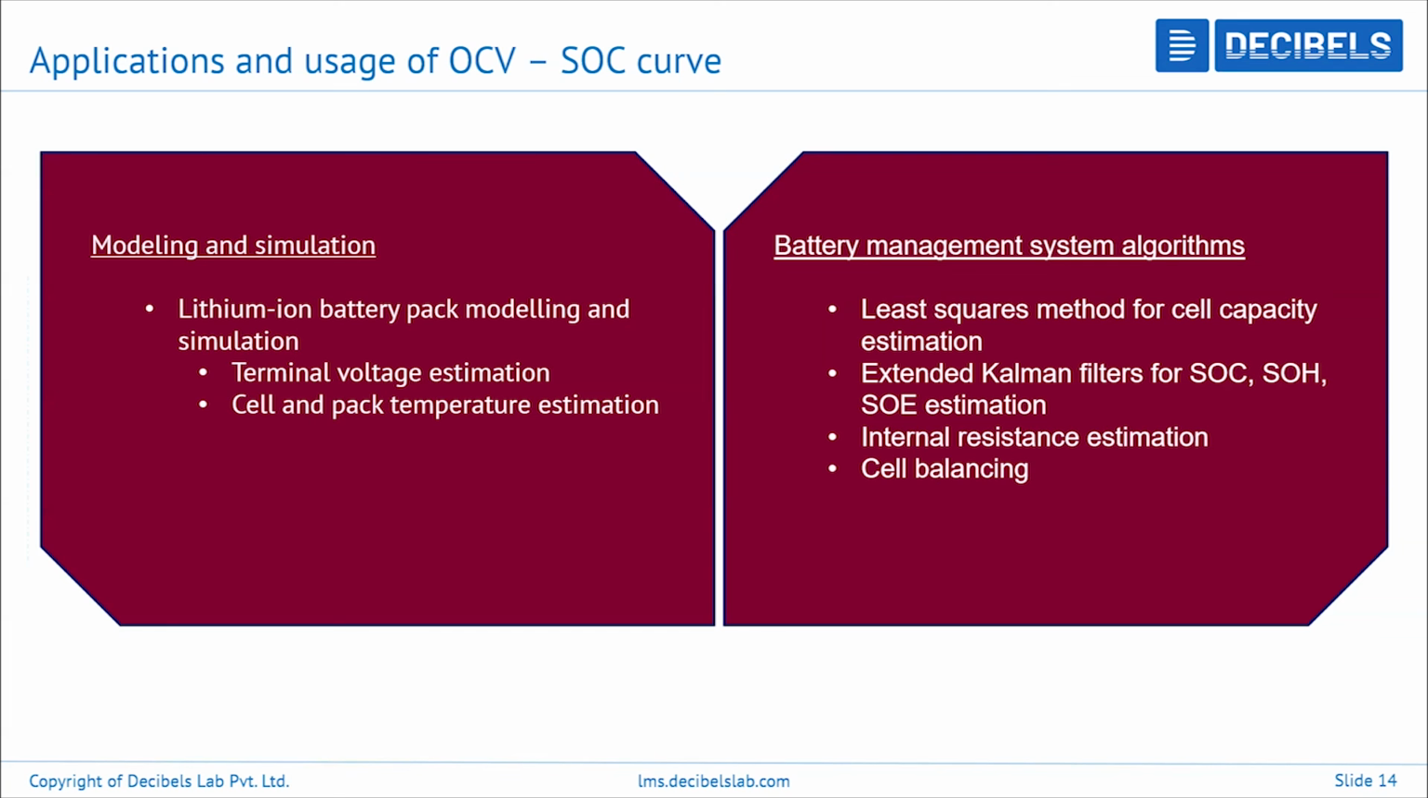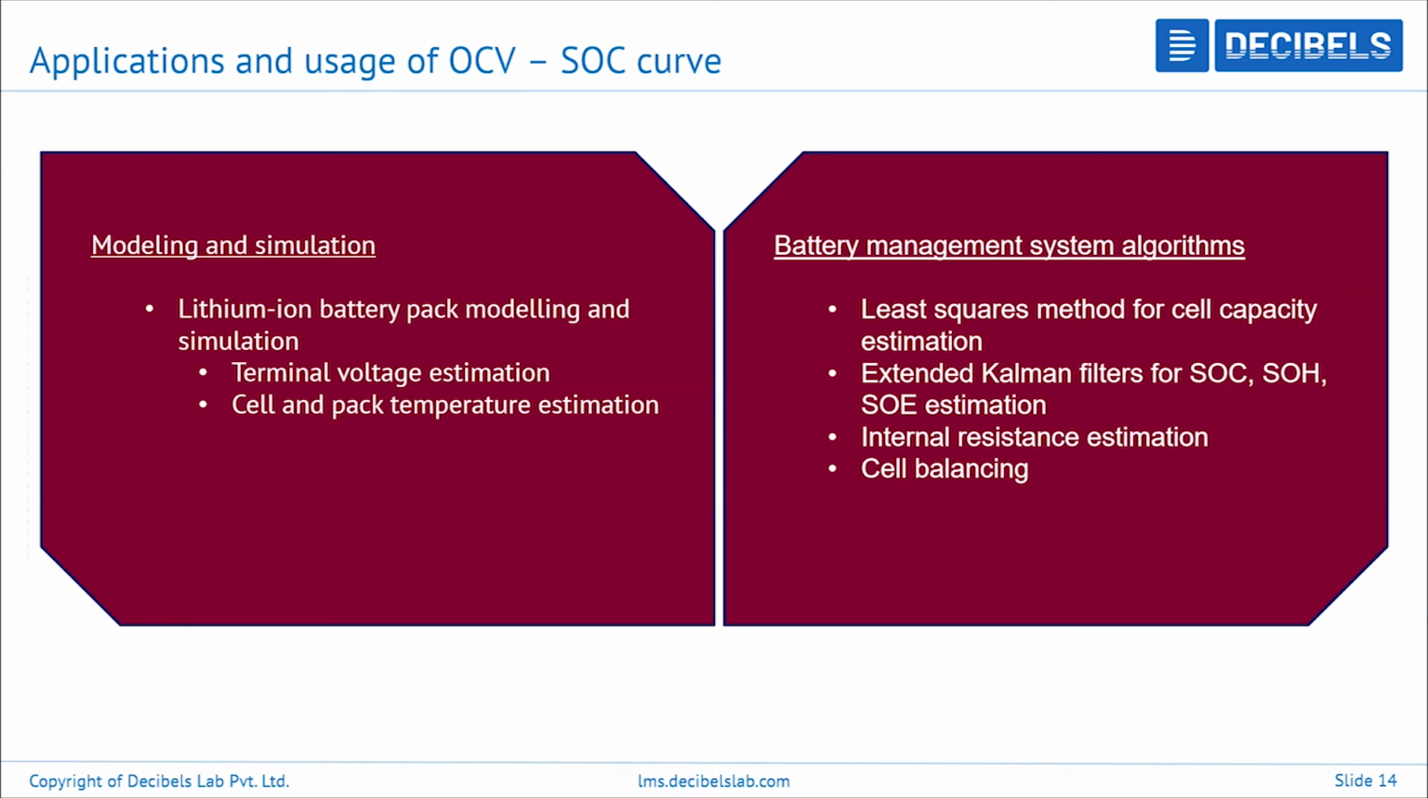Then we come to battery management systems. In these algorithms, very simple ones like capacity estimation of the cell or even of the battery pack using the least squares method or a weighted least squares method require a good, accurate interpolation of the OCV values. The more accurate they are, the more accurate your value of the capacity. Then even extended Kalman filters, which are more advanced algorithms where SOC, SOH, SOE all depend heavily upon the OCV values. Very accurate SOC estimation requires all these considerations, like how accurate is the variation of OCV with respect to temperature or with respect to age.